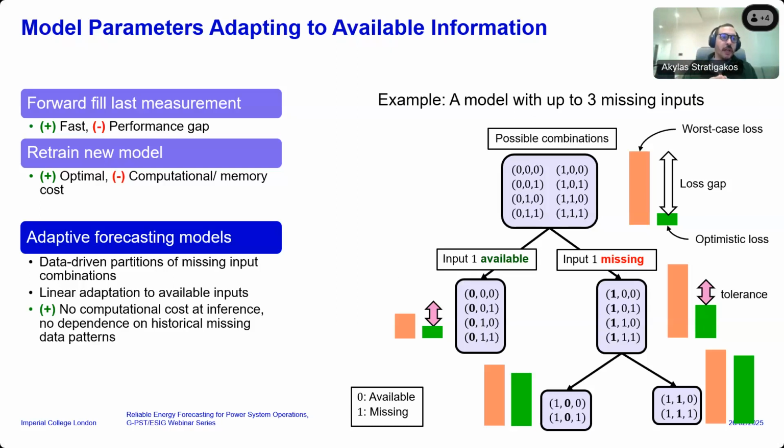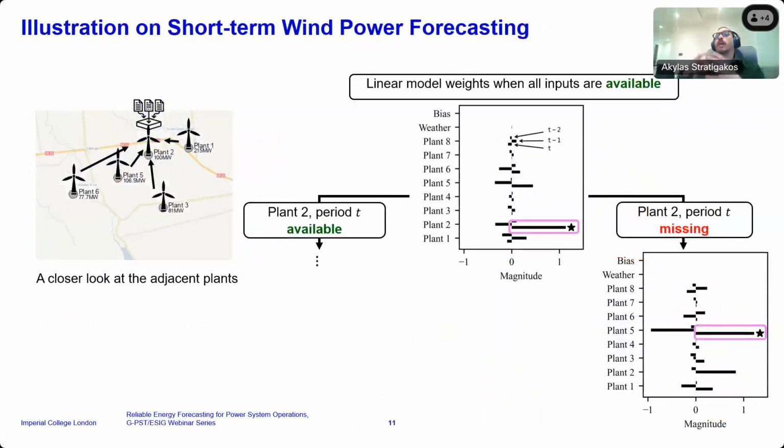realizations of uncertainty. And during real-time operations, this incurs no additional computational cost, and even so, it does not depend on having historical training datasets with historical missing data patterns. So it can learn from, let's say, complete training datasets. And to illustrate what this approach would mean for the short-term wind power forecasting case.